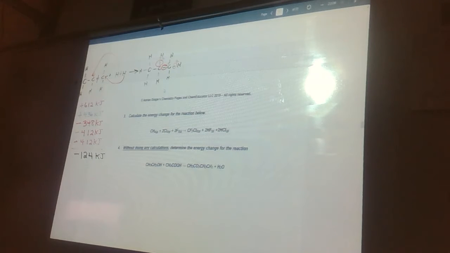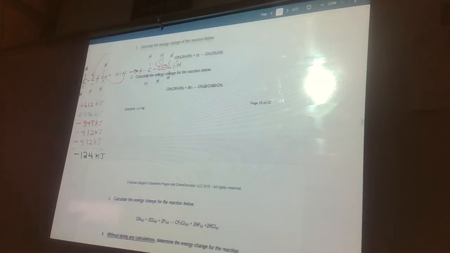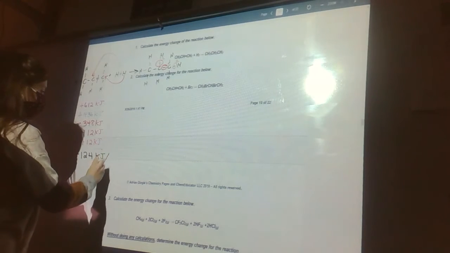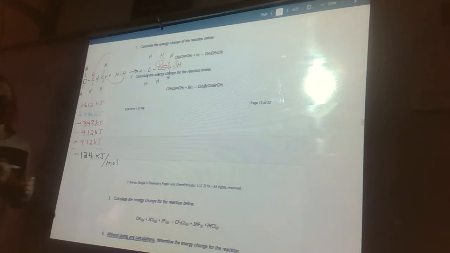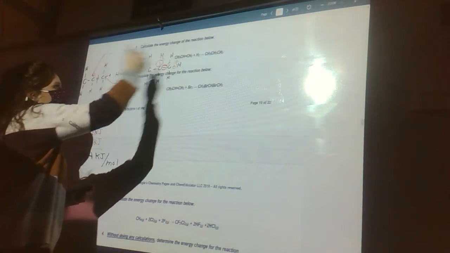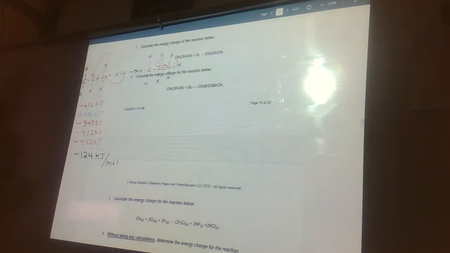and what this tells me is when that reaction goes, in the end, I have a net loss of 124 kilojoules per mole. And that's probably per mole of this, per mole of reaction, basically. This is an exothermic reaction overall. Energy is released. This much energy for every mole.